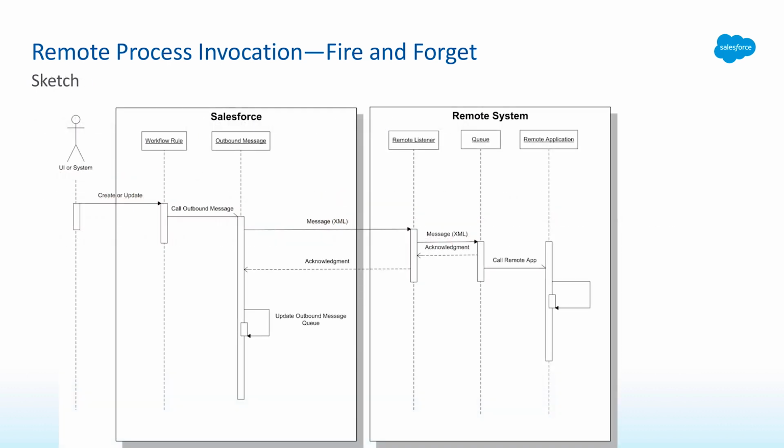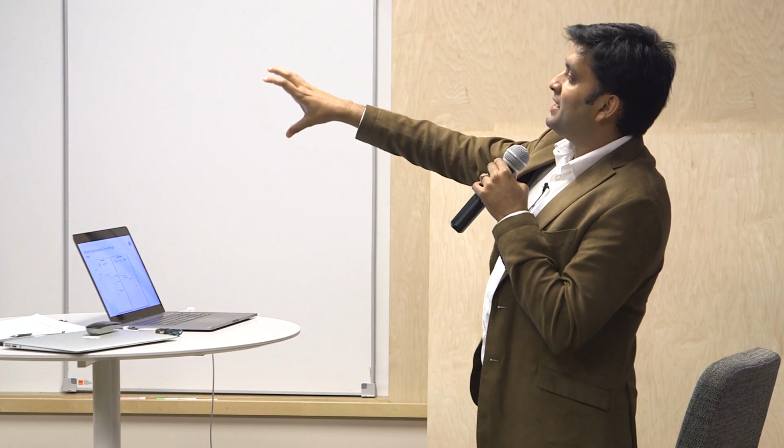This is the flow. There was a scenario where a record was created or updated. You simply use a workflow rule to fire an outbound message, which actually sent a message to the remote listener. Now, as soon as I invoke the remote listener, it will tell me that okay, I've received the request. That's it. It will place my request in the queue for the remote system. Whenever the remote system gets a chance, it will process that request, but it's not notifying Salesforce whether it has been created successfully or not.